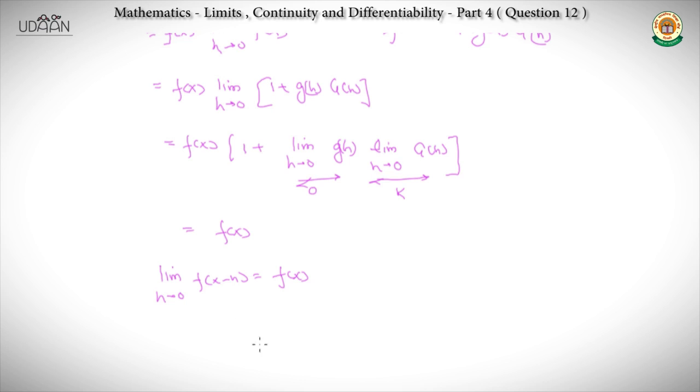So we can conclude that the left hand limit equals the right hand limit equals the value of the function, which is f of x. So we have actually proved that it is a continuous function for all x belongs to R. This was the condition which we needed to prove, that LHL equals RHL equals the value of f of x.